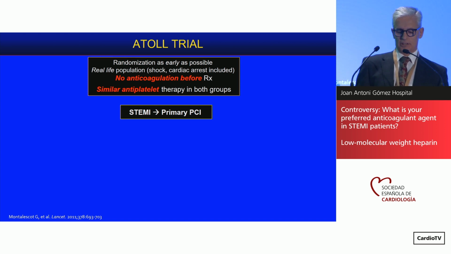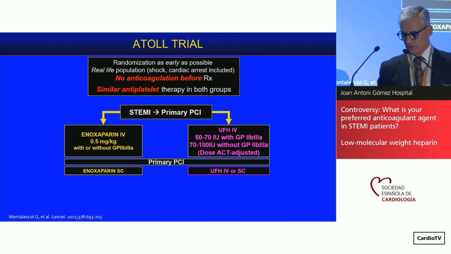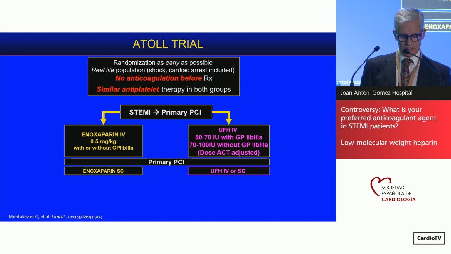So patients with acute myocardial infarction that were transferred for primary PCI were randomized to intravenous enoxaparin 0.5 milligrams per kilo, with or without GP2B3A inhibitors, in comparison with intravenous unfractionated heparin, adjusting the dose depending on the use of GP2B3A inhibitors. Then we perform primary PCI and follow the patient with anticoagulation with subcutaneous enoxaparin, or in the unfractionated heparin arm, it can be followed by infusion of intravenous unfractionated heparin or subcutaneous enoxaparin.